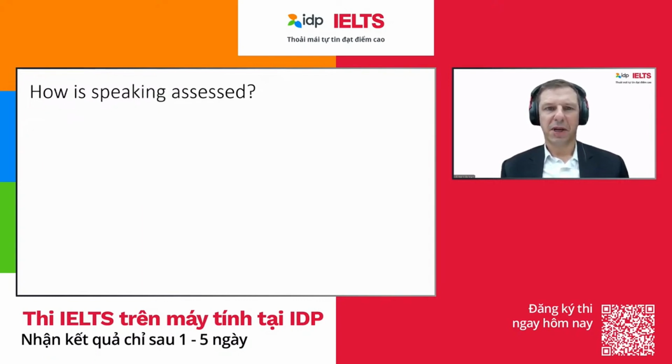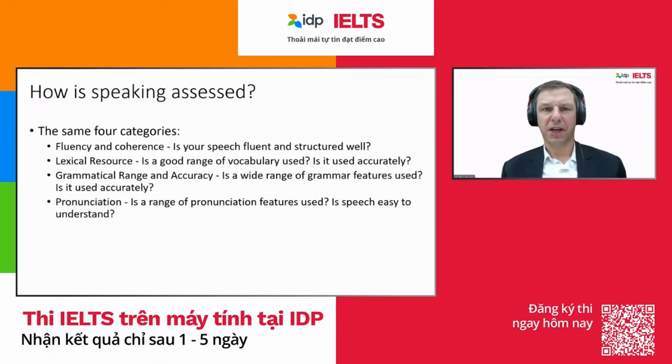So how is speaking assessed? Well, there are the same 4 categories as in the face-to-face test. So one is fluency and coherence, meaning is your speech fluent and structured well? We'll go into more details in these categories later. Lexical resource is the second one, which is just a fancy way of saying vocabulary. So is a good range of vocabulary used, and is it used accurately?